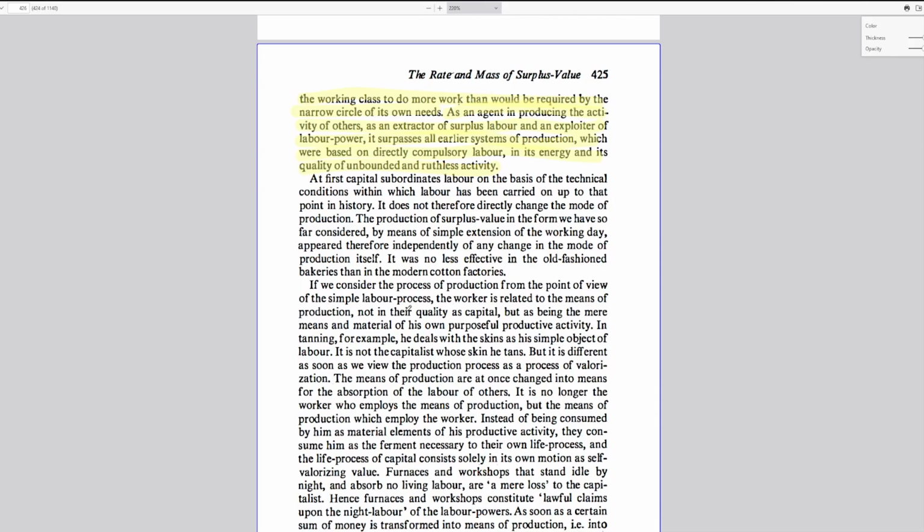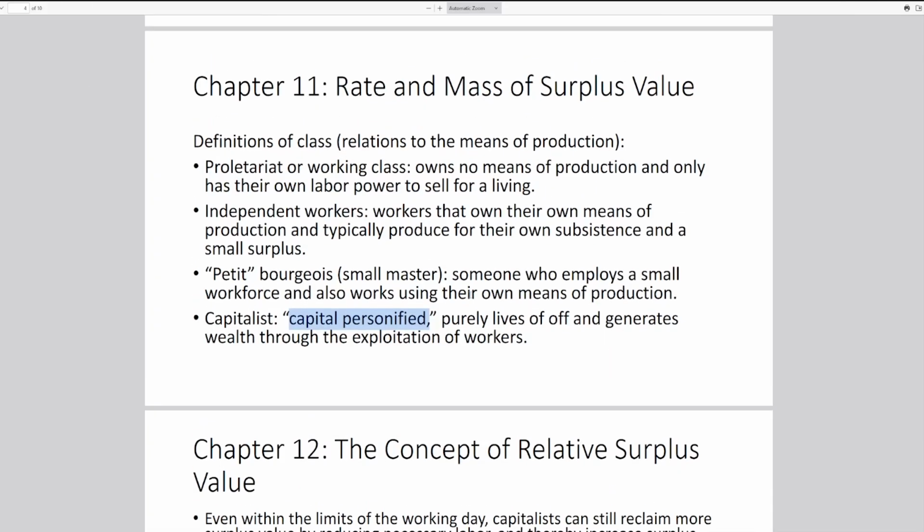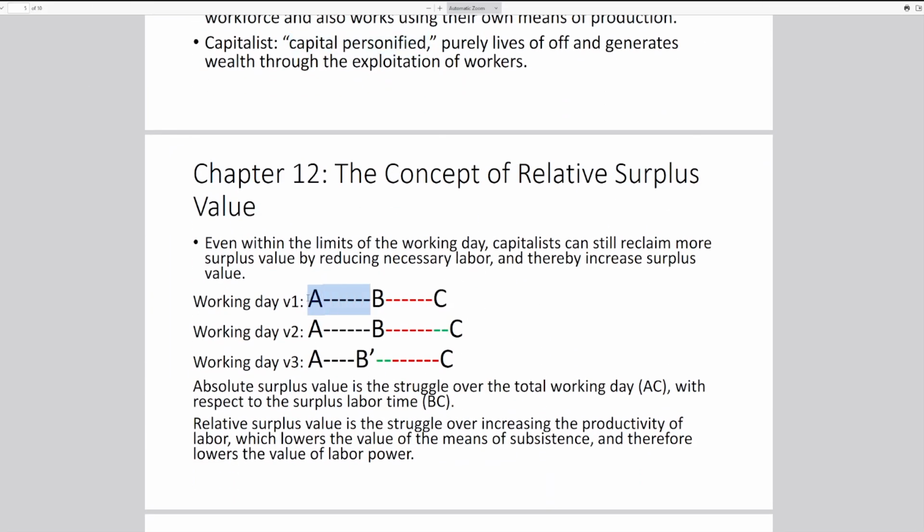minimum, what the hell is the word he uses? Oh my gosh, why am I blanking so hard? This part, what's this called? Necessary labor. That word. There you go.